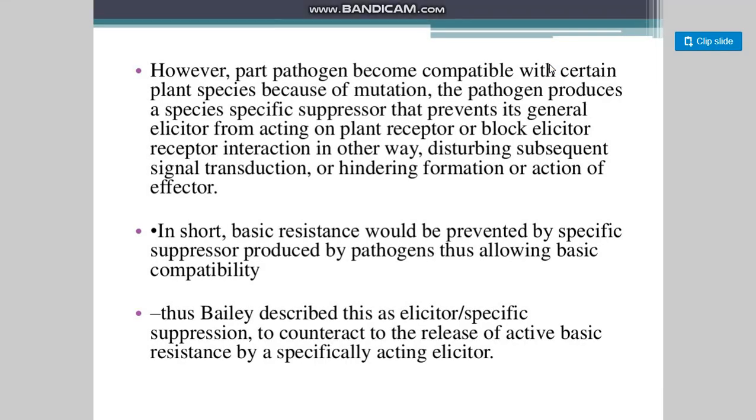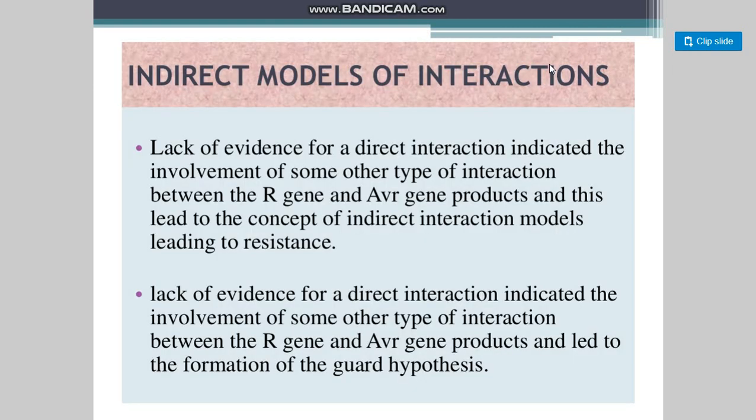A pathogen becomes compatible with a certain plant species because of mutations. The pathogen produces a specific suppressor that prevents its general elicitor from acting on plant receptors. So in short, basic resistance would be prevented by the specific suppressor produced by pathogens, thus allowing basic compatibility.